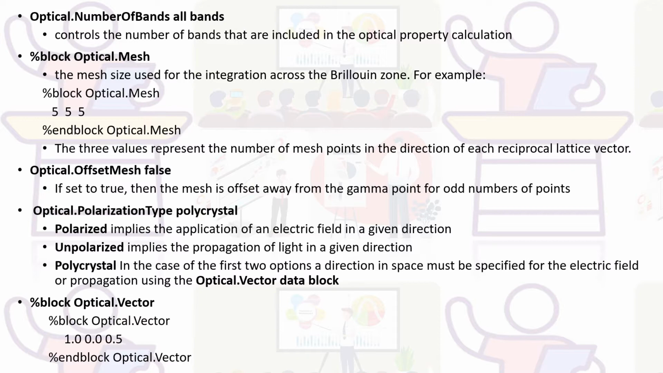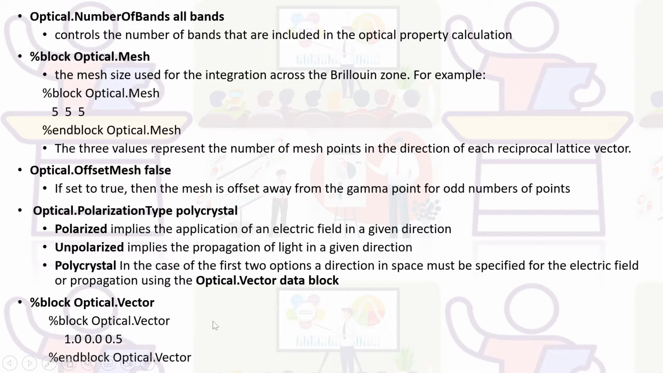And polycrystal, in the case of the first two options, the direction in space must be specified for the electric field or propagation using this. So the vector block is this. You can mention this optical polarization in this way, which is the block optical dot vector. So you need to mention it this way. If you can see here, 1.0, 0.0, and 0.5. This means that this field is basically applied in the x and z direction. Okay, so this is all about it, and we can calculate other properties also from this.